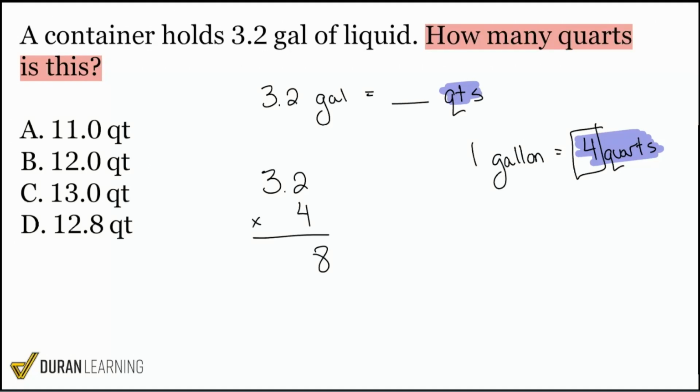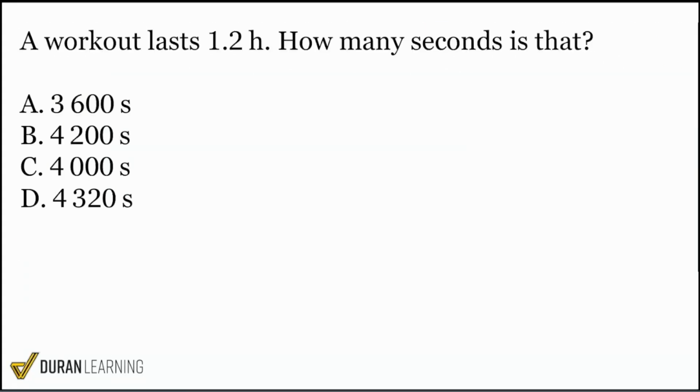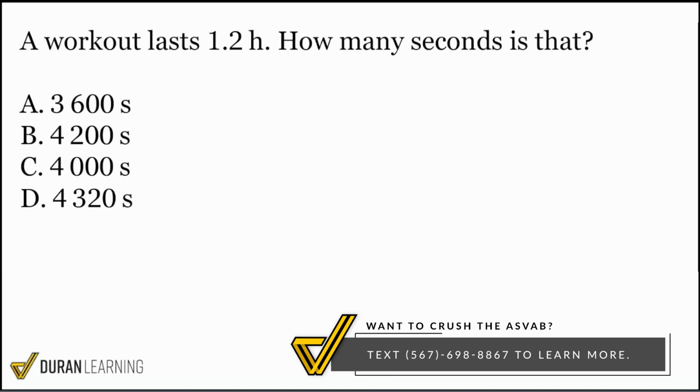3 times 4 is going to be 12. And then from here, we're done with the exception of really just making sure we're following those decimal rules. So we have 1 decimal place up top, none on the bottom, so it's still going to be 1 that we'll bring back. And there we go. 3.2 gallons is going to be the equivalent of 12.8 quarts. And that's going to make the correct answer here answer choice D.